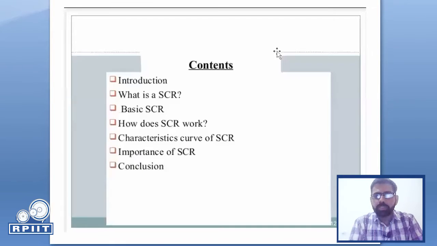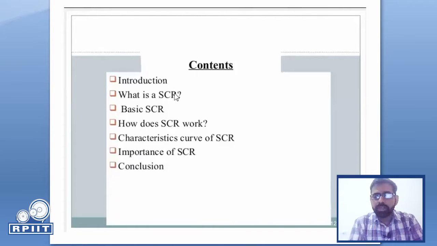So we will discuss the following content. The first one is the introduction. We will understand where it was invented, how the term SCR was given, and why it is called SCR. Then, what is SCR?